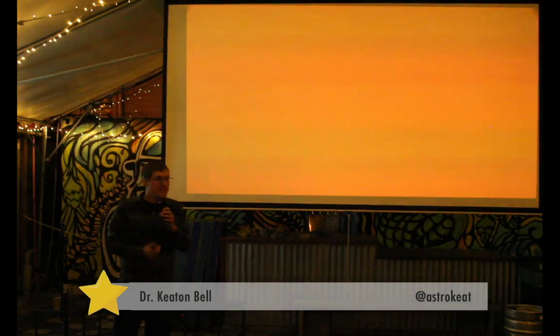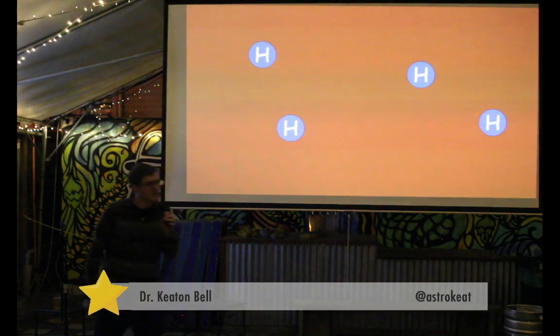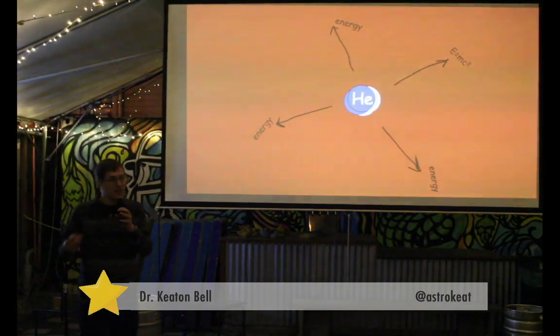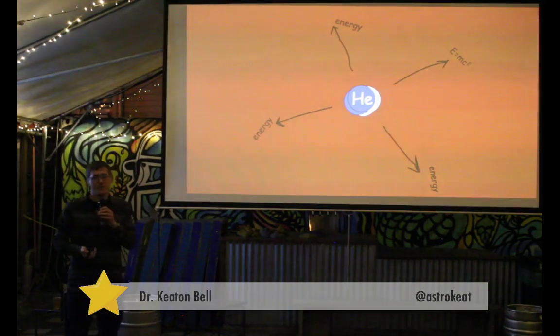This material is made primarily of hydrogen. When four hydrogen atoms love each other very, very much, they smash into each other and they form helium, and this fusion process releases a bunch of energy. So once fusion starts within a star, all this energy is being generated.